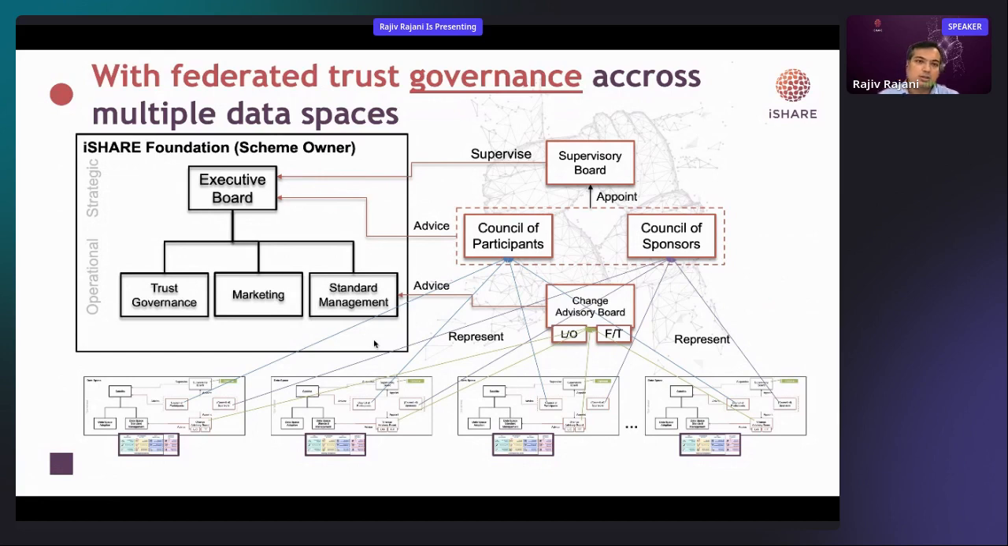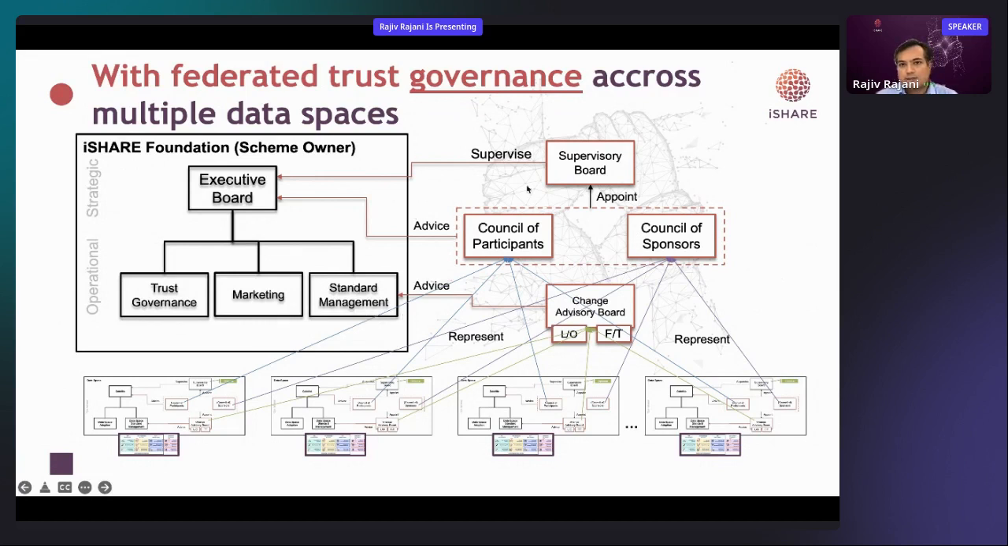The iShare Foundation is basically the operational and the strategic part of the iShare framework. The iShare Foundation also acts as a scheme owner, and it has an executive board which is responsible for maintaining the framework and keeping it operational. So it makes sure that trust is governed, so the trust element within the network is maintained at a level. It is also responsible for marketing of iShare, and of course managing the framework itself, right?